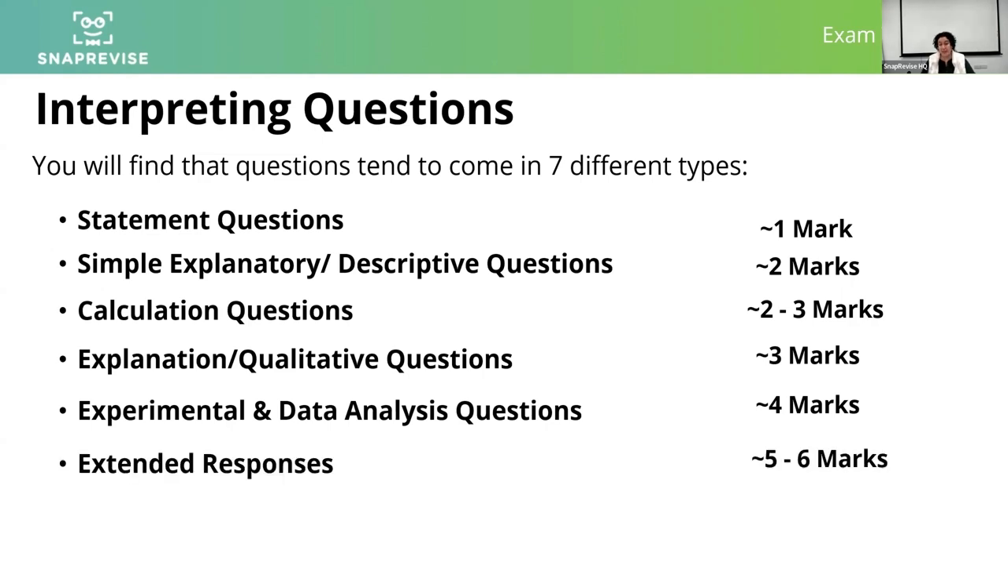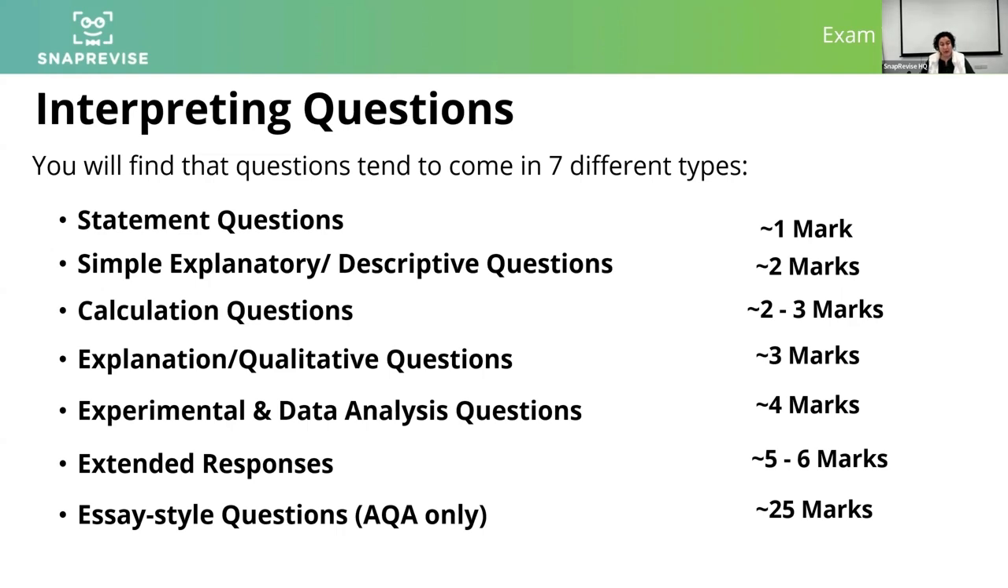And then we've got our extended responses, of course, otherwise known as the 5-6 markers. And for AQA specifically only, we have the essay style questions, which are worth 25 marks. So we're going to go through each one of these now in a little bit more detail and give examples for each.